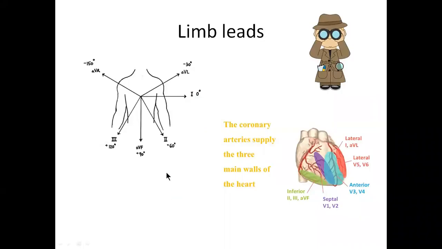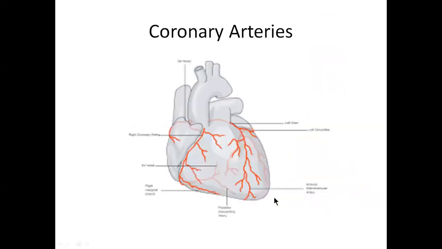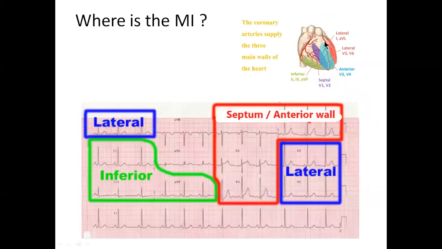And remember, ST elevations mean we can localize where the MI is. So we use our detectors to tell us where it is. And since we are first going to talk about the left anterior descending artery, we have to look at this part, which is V1 and V2.